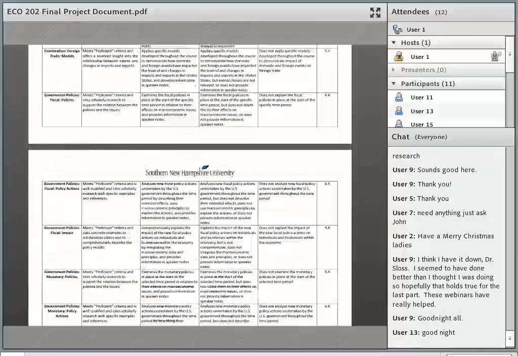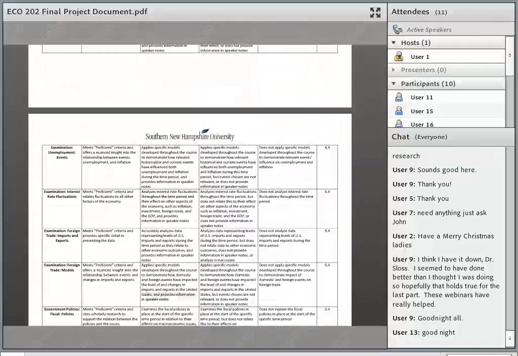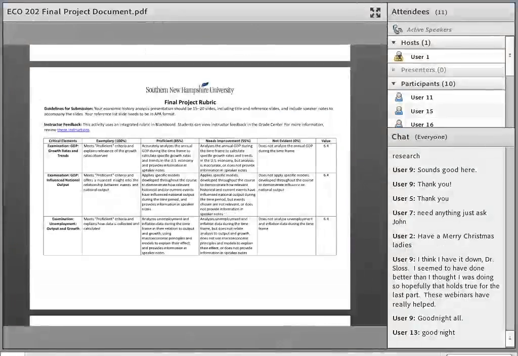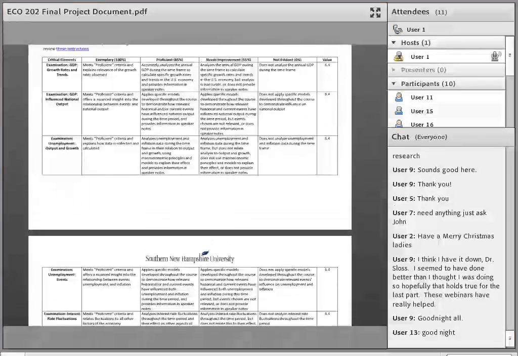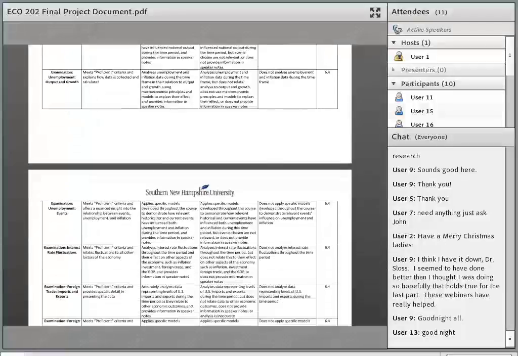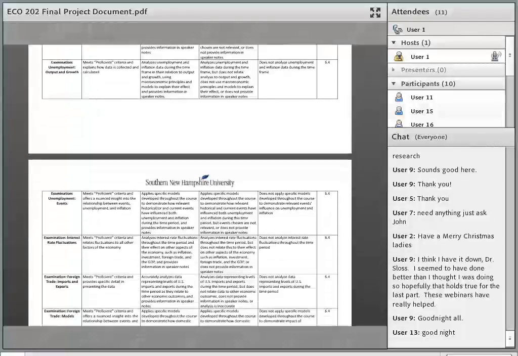All right, quickly, I'm going to scroll down. You'll see that for the most part, these critical elements go in order of how you did them on your milestone. But there is one exception, and that's two of the 4 new elements that you're going to be doing. You'll see that here these first 5, examination of GDP growth and trend, examination of GDP output, unemployment events, and interest rates, those were the 5 elements on your first milestone.